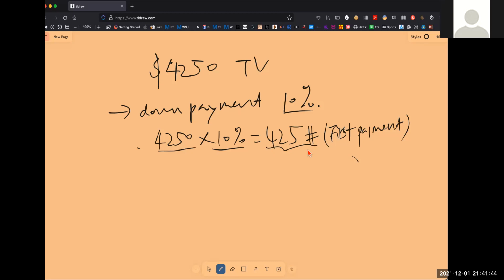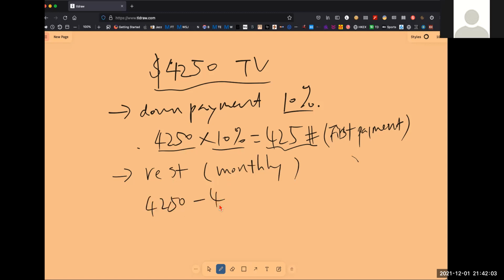So after you pay this first payment, the selling price is 4250. So you can actually find out what is the rest. And this rest, you are going to pay monthly, according to the question. So what's the rest? You just take 4250 minus the first payment. So what's the rest? Can you help me out?